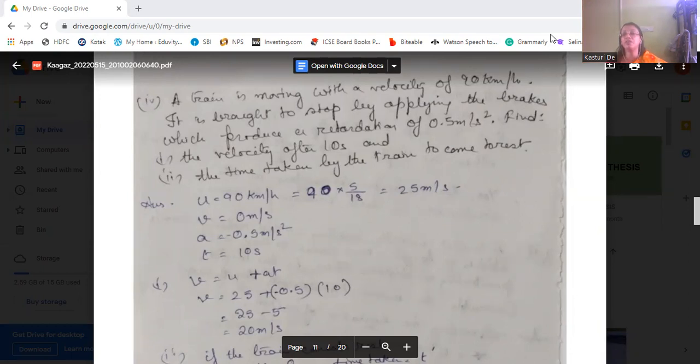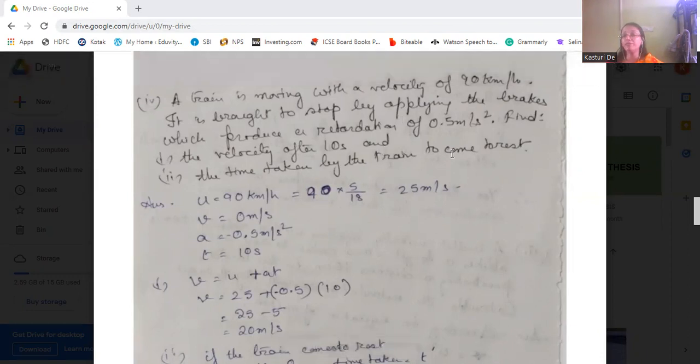Then after applying brakes, it is retarded at 0.5 meter per second squared. This is the retardation, so acceleration is minus 0.5 meter per second squared, and the train comes to rest. When the train comes to rest, the final velocity becomes zero. You need to find out the velocity after 10 seconds. After this retardation, that is negative acceleration, of 0.5 meter per second squared is applied, at the end of 10 seconds the velocity is something else. After that, it comes to rest. So let us find out the final velocity just after 10 seconds.